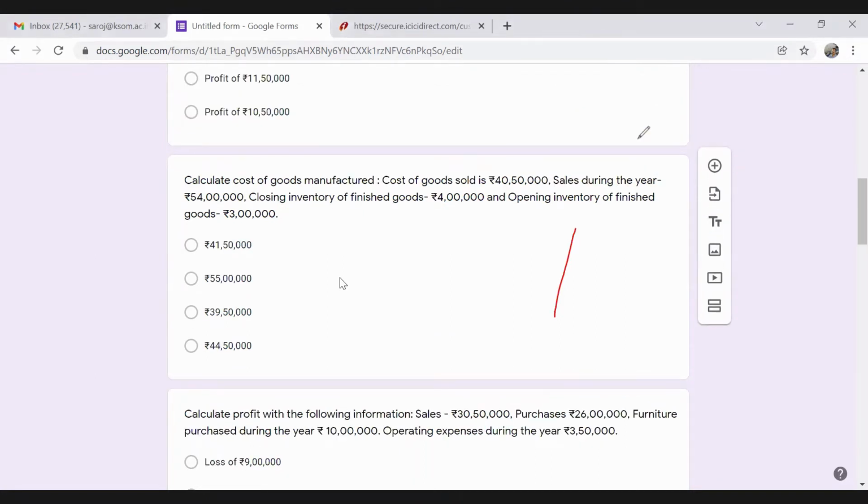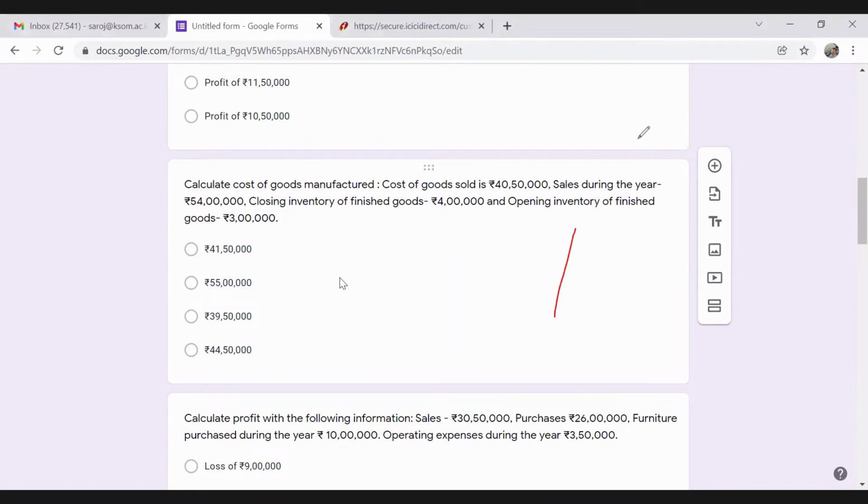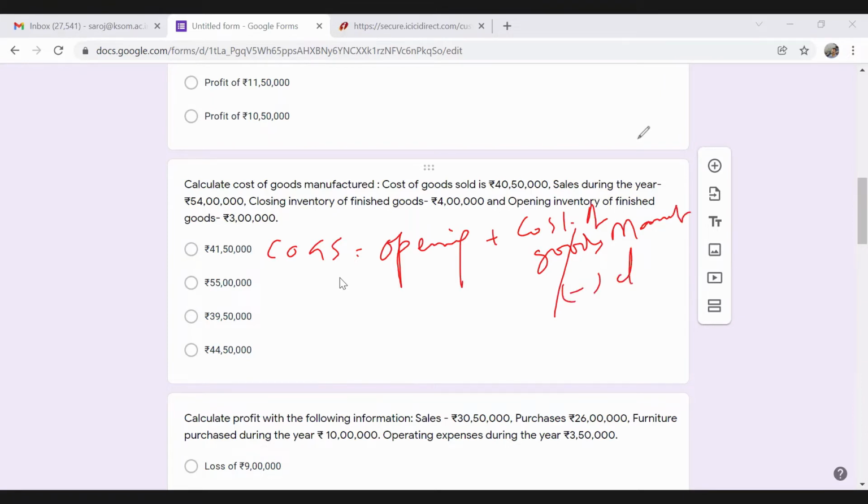Calculate cost of goods manufactured, cost of goods sold, cost of goods manufactured, right? So for cost of goods manufactured, if you recall, we had a formula. The formula was actually for cost of goods sold, but in that formula, on the right side, we had cost of goods manufactured. If you recall the formula, minus closing finished goods. Opening finished goods plus goods manufactured minus closing finished goods is cost of goods sold. So we will put this formula.